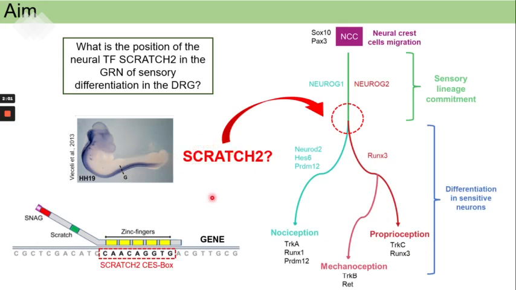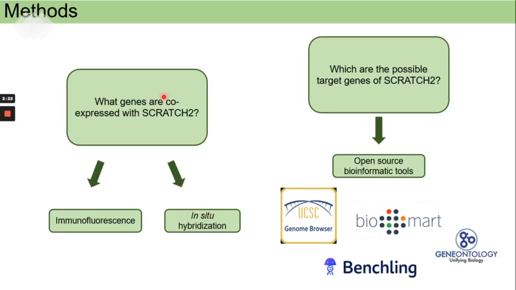So, considering that Scratch2 is a neural transcription factor, and also that Scratch2 binds to the DNA, to the genome, recognizing sequences called SCRATCH box to regulate the activity of other genes, we asked two questions. The first question, what genes are co-expressed with Scratch2 in the dorsal root ganglia? So we answered that question using immunofluorescence and in situ hybridization. After that, we asked which are the possible target genes of Scratch2, so we used open source bioinformatic tools to answer that question.